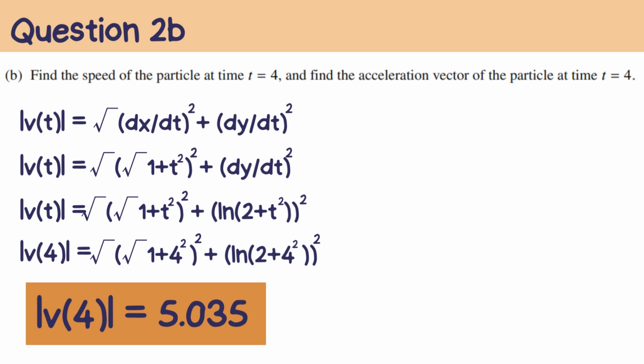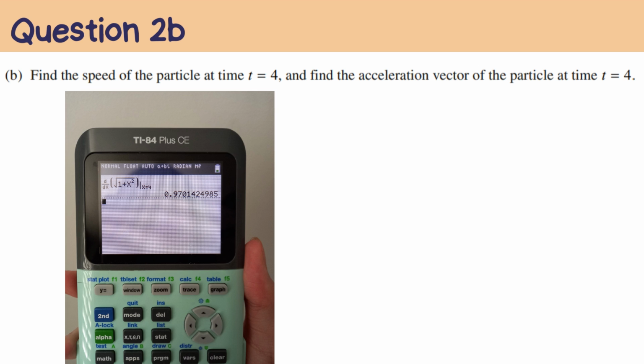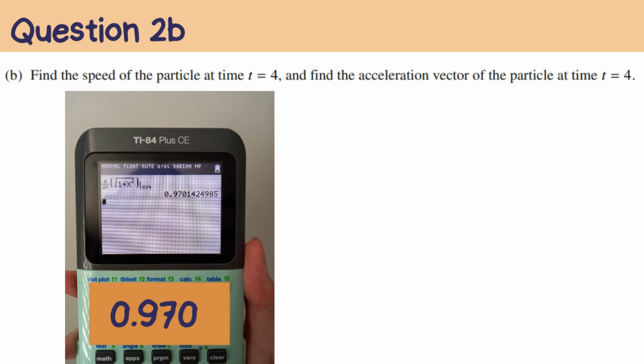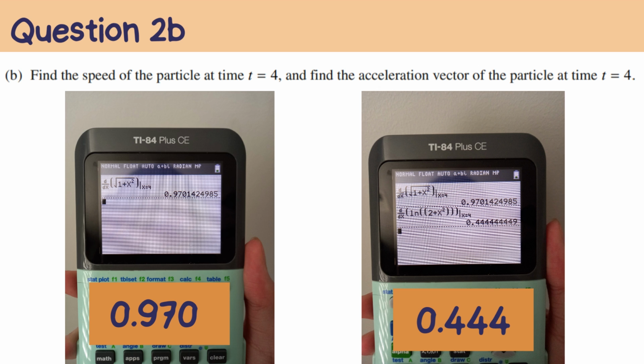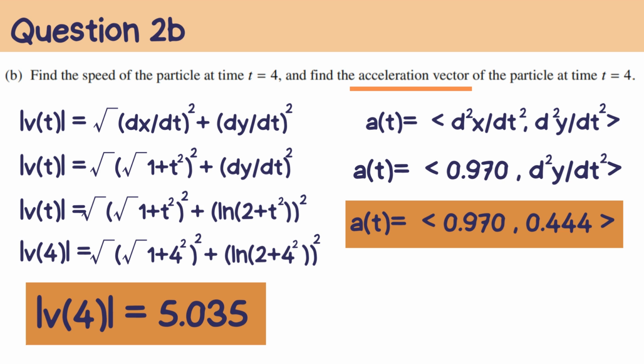Now remember, we also have to find the acceleration vector. Don't forget the second part. So acceleration is going to be the second derivative of both the dx/dt and the dy/dt. So I can find the second derivative using my calculator. And so I just took a picture of my calculator and found the derivative at time 4, which is 0.970. And I did the same thing for the y component, and that is going to be 0.444. Now let's go back to our problem, and let's put down the x component that we found at time 4 and the y component as well, and that's going to be your answer for the acceleration vector at time 4.